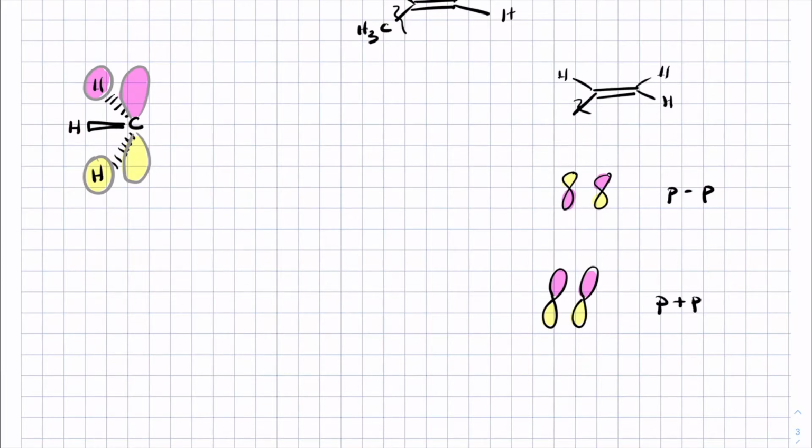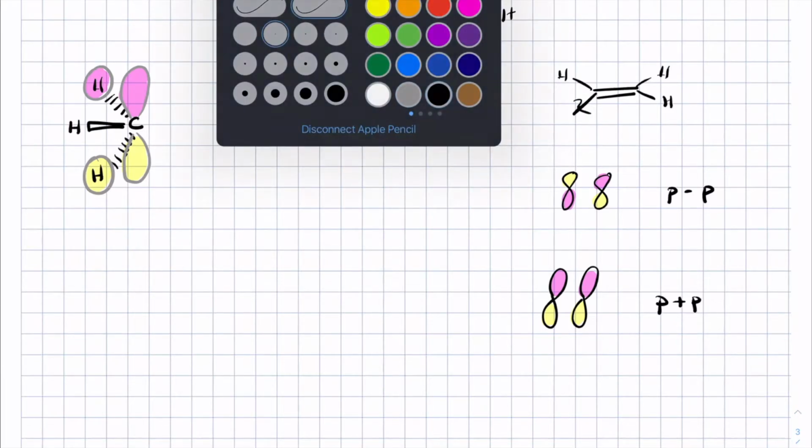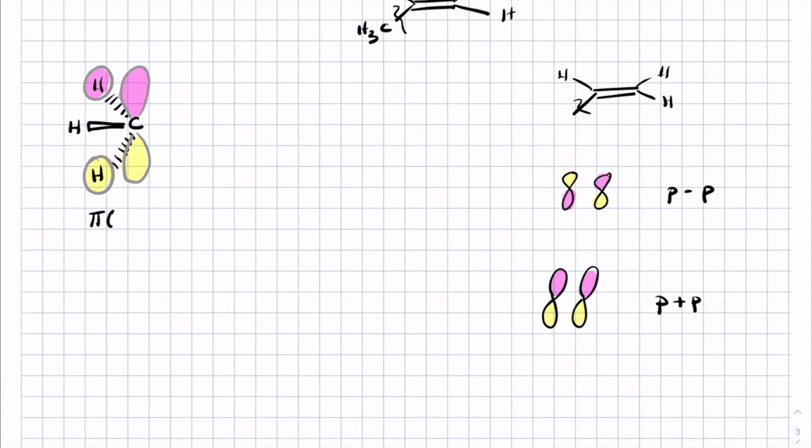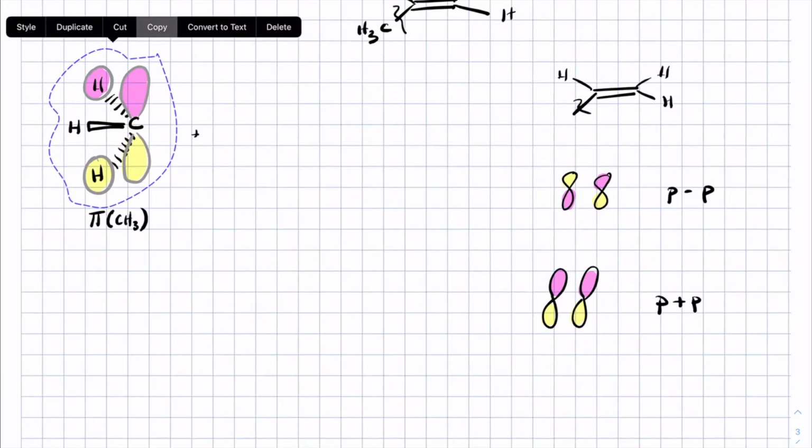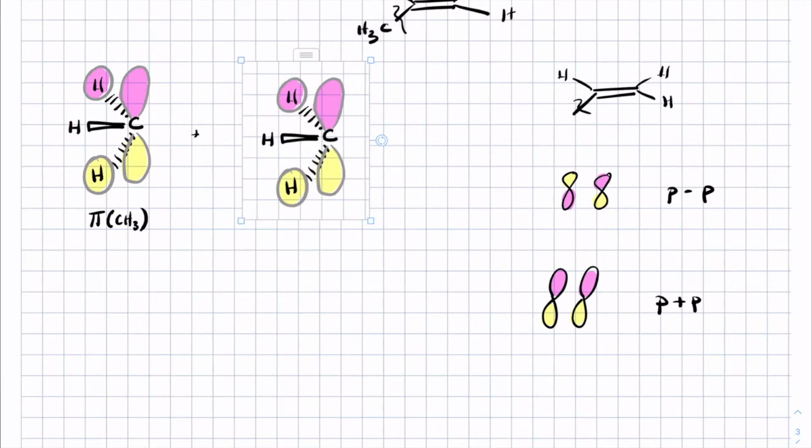Okay, and so that would have been what we called the pi CH3, and then we would have also had the sort of out of phase combination.